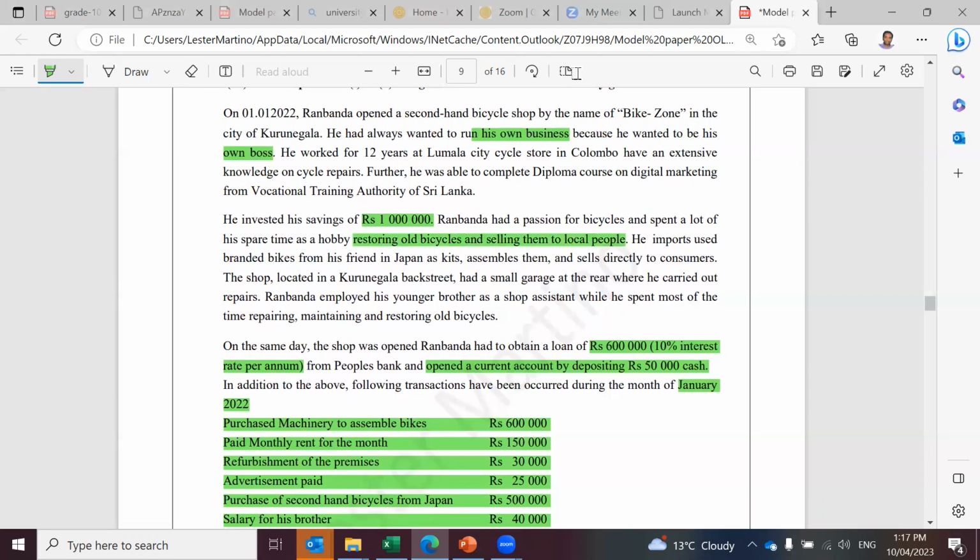There are two ways of answering this. Service providing, very good. You're buying and selling, buying the old bikes, restoring them and selling them. It's a kind of a service. Okay, so the answer is service providing business.